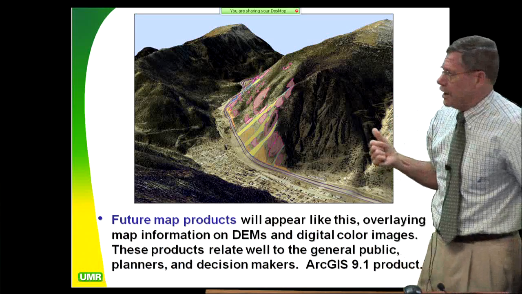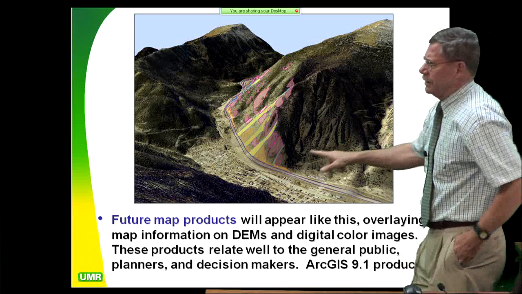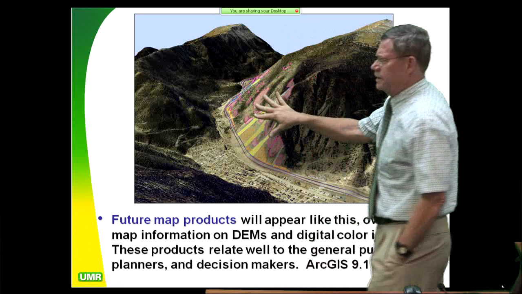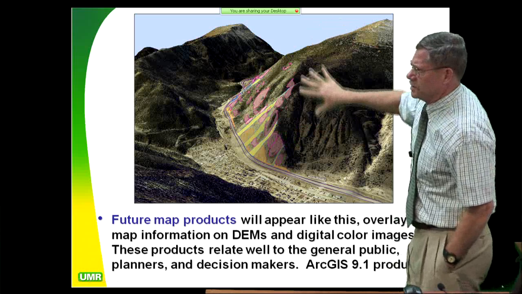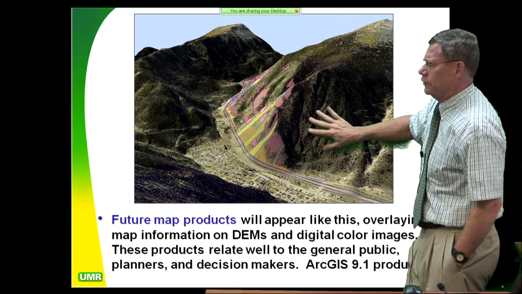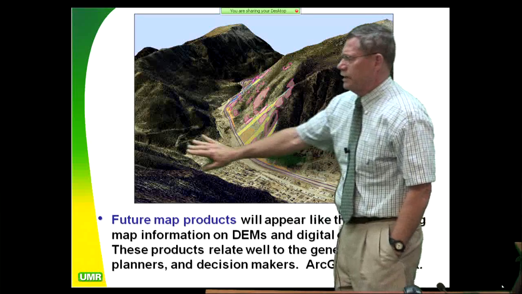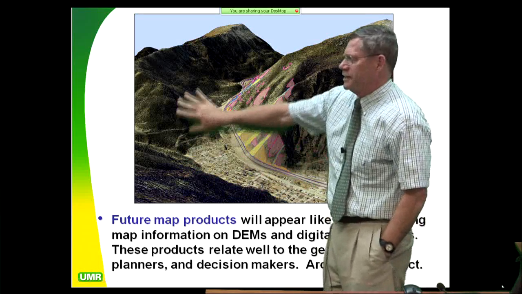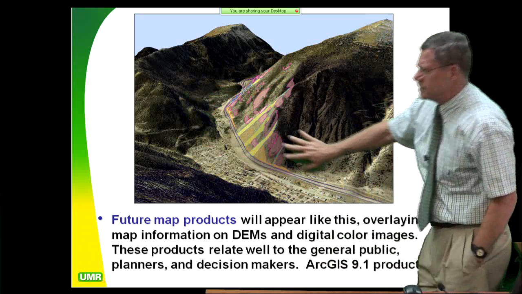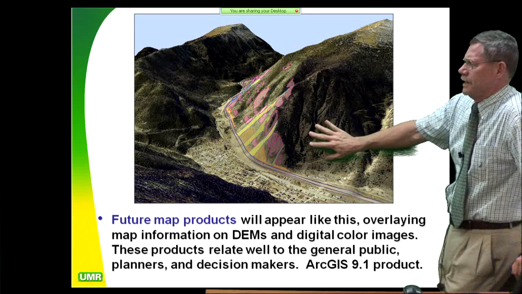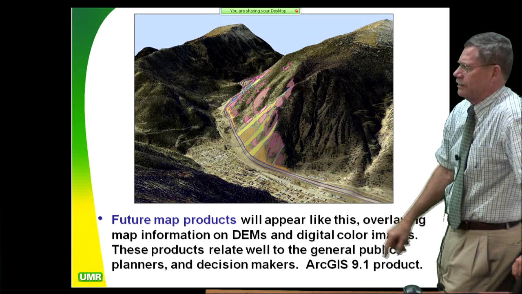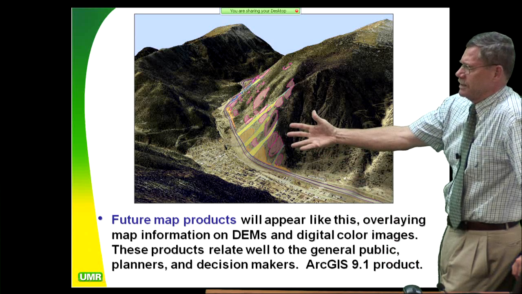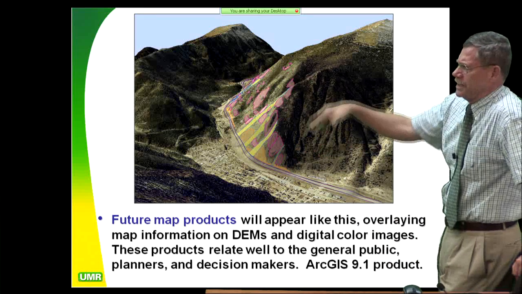The future map products are going to look like this. You're going to map landslides, and then you're going to wrap those on a digital elevation model, which is wrapped on an aerial photograph off Google Earth, and you can put the towns and the houses over that. You can put the tax assessor's parcel map on it, but people are going to see these kinds of products. This is out of Colorado Geological Survey right now in an ArcGIS 9.1 product. That's what we're going to be seeing on a routine basis.